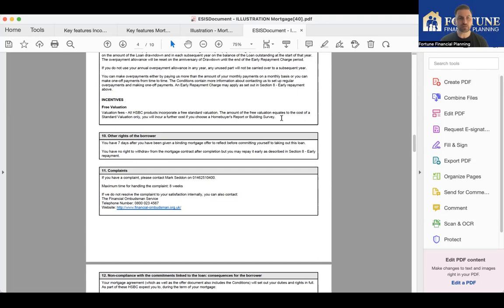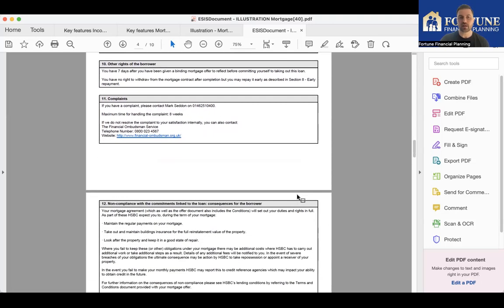Now, to let you know, you do have rights as a borrower. You've got 7 days after you've been given a binding mortgage offer to reflect on the loan itself. And of course, in the event of any unlikely event, shall we say, of any complaints, as I said in my initial appointment, you can do that direct to the network Primus via phone, writing or email. Of course, the maximum time for handling the complaint is 8 weeks. If you do not resolve the complaint to your satisfaction, then of course you can take that to the financial ombudsman as well. And the details are in the illustration for you here.